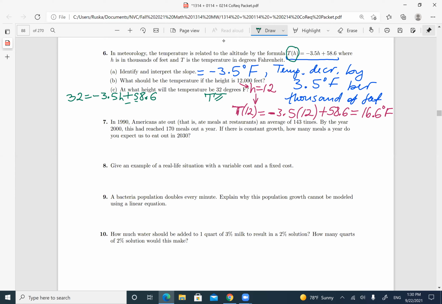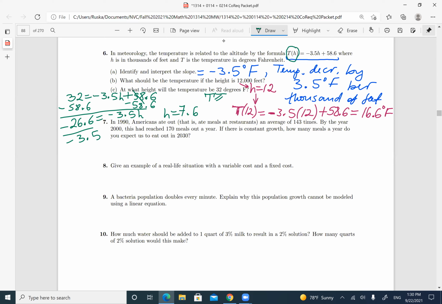Now from here, we're going to solve this equation. We're going to subtract 58.6 on both sides, and you're going to get negative 26.6 equals negative 3.5 H. Then you divide both sides by negative 3.5, and you get positive 7.6. So the height is going to be 7.6.